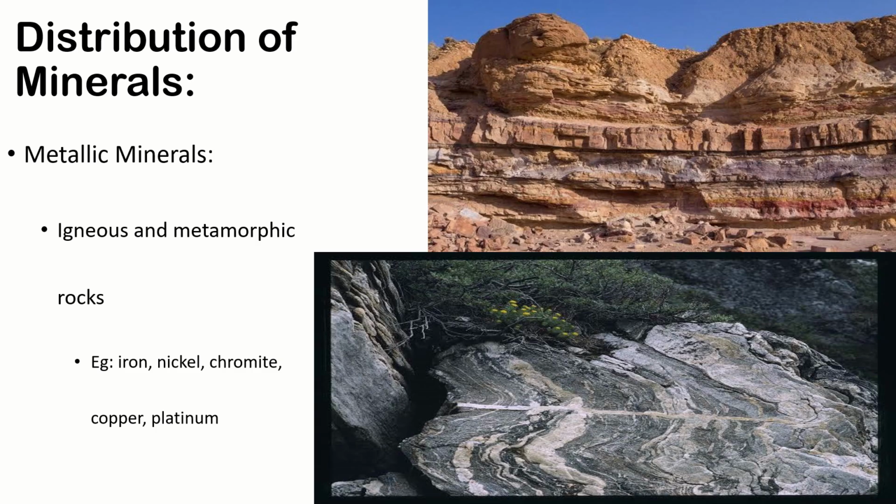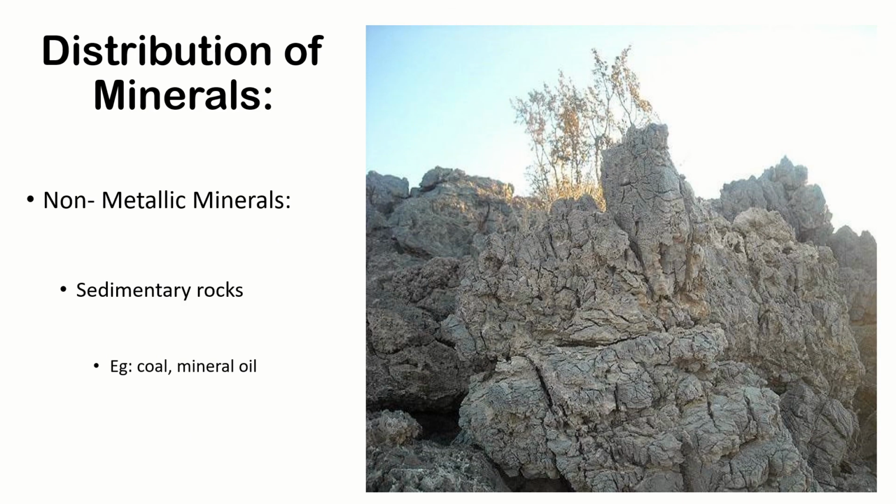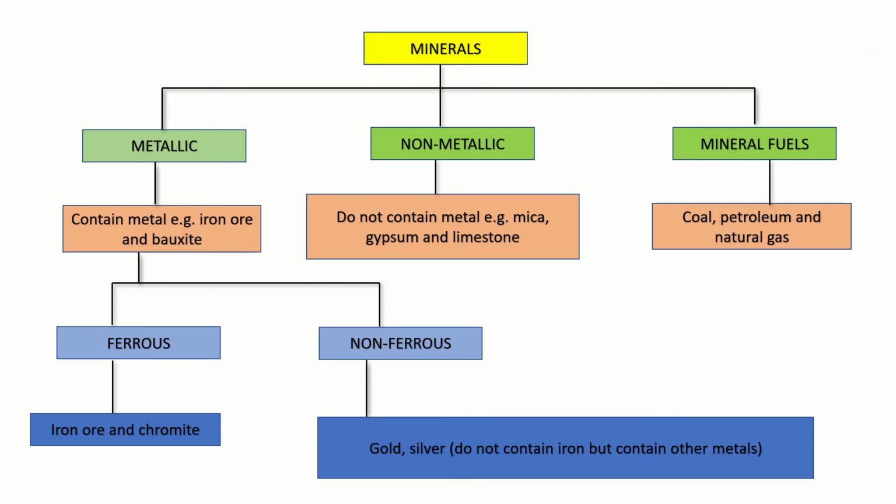All right, now let's move on to the distribution of minerals. As I told you just now, metallic minerals are found in igneous and metamorphic rocks. The upper picture here shows igneous rocks and the lower picture shows metamorphic rocks. The non-metallic minerals are found in sedimentary rocks like these. This chart is the same chart that you have in your textbook on page number 68. Please go through this.